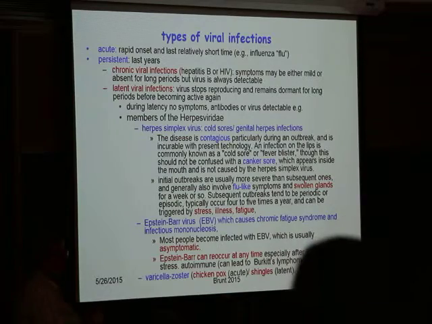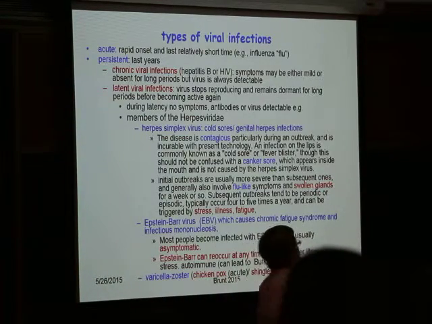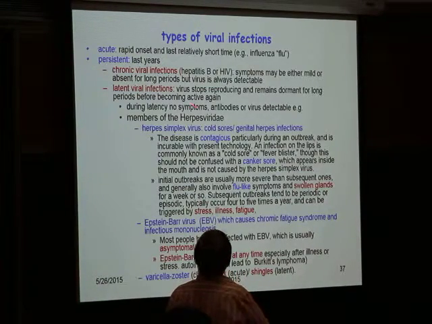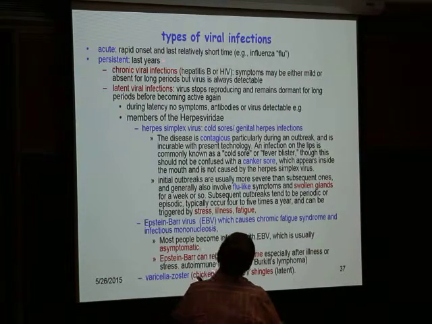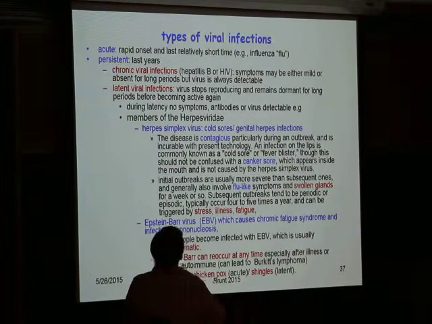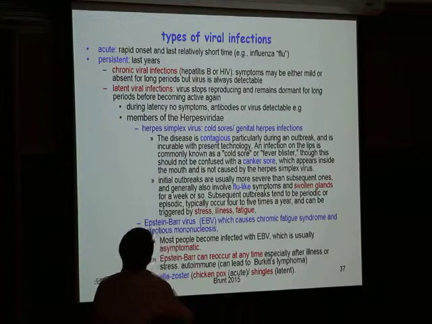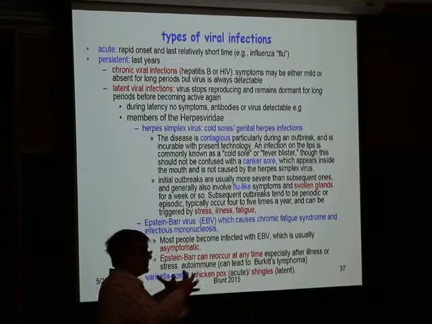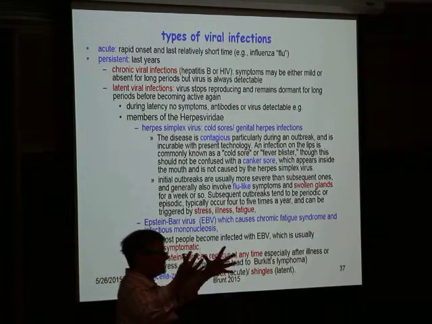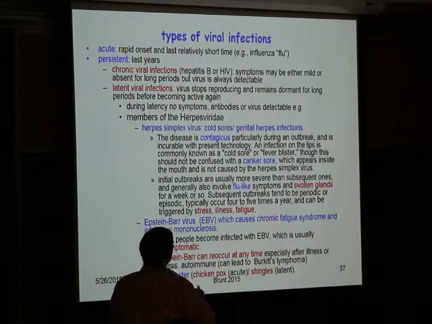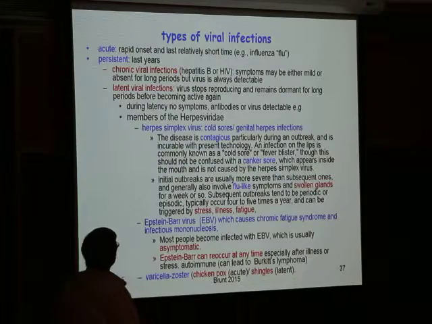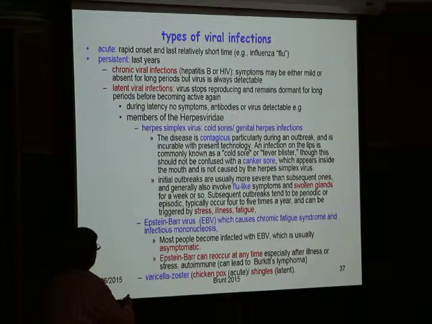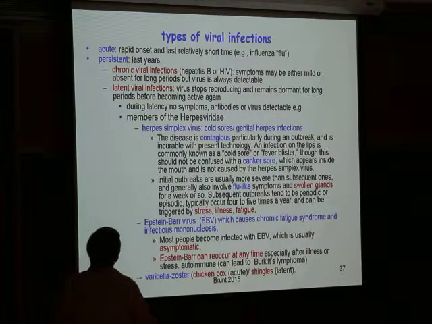Okay, types of infection. We talked mostly about acute infections. They cause damage to cells in a very short time. But there are also the persistent infections that last years, either as a chronic viral infection or a latent viral infection. So herpes B or HIV is an example of a chronic viral infection. Symptoms can be very mild or absent for long periods of time, and then the person presents with the symptoms. Latent viral infections are when the virus completely stops reproducing and remains dormant. During latency, there won't be any symptoms, nor will there be any antibodies or virus detected.